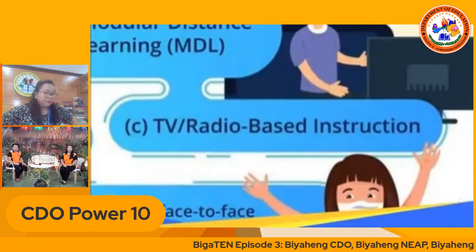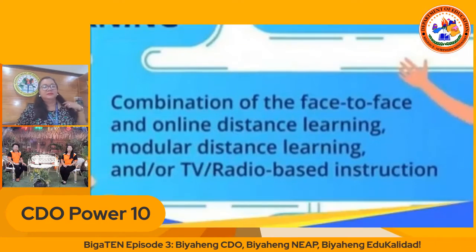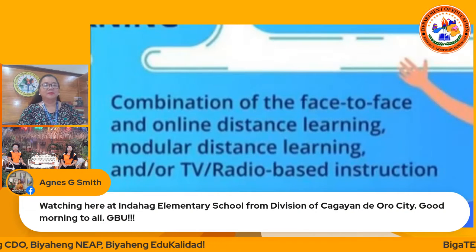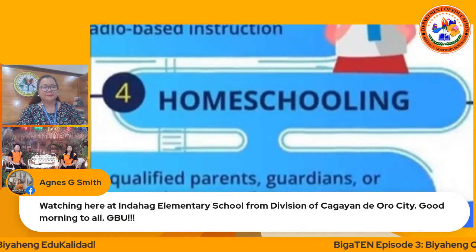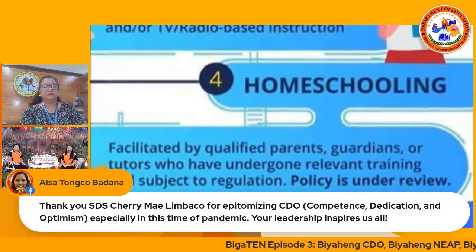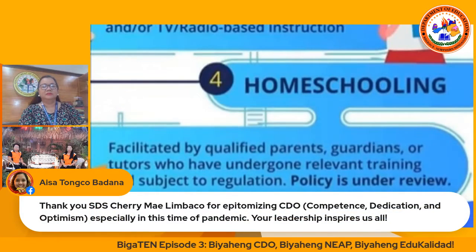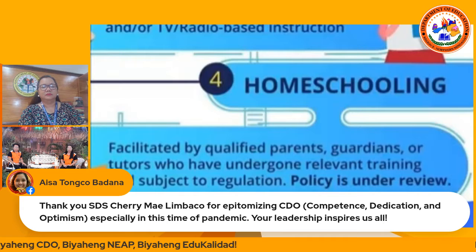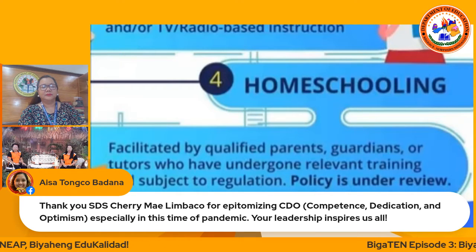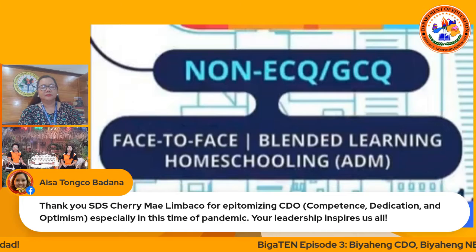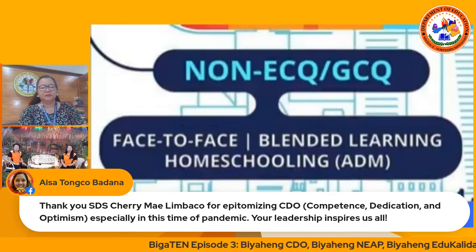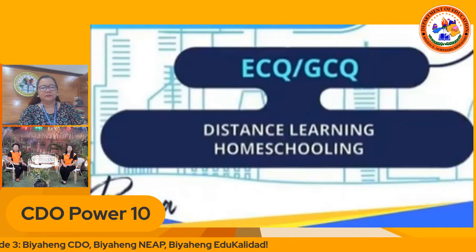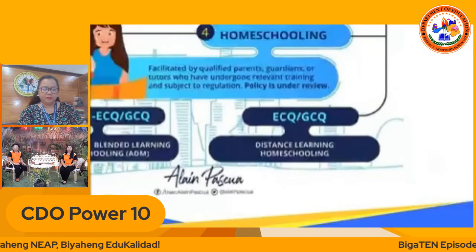Third, blended learning, a combination of the face-to-face and online distance learning, modular distance learning, and or TV or radio-based instruction. Fourth is homeschooling, which is facilitated by qualified parents, guardians, or tutors who have undergone relevant training and subject to regulation. The policy is still under review. For non-ECQ or GCQ communities, they can have face-to-face, blended, and homeschooling with the use of alternative delivery modules, while for ECQ and or GCQ communities, they can have distance learning and homeschooling with ADMs.